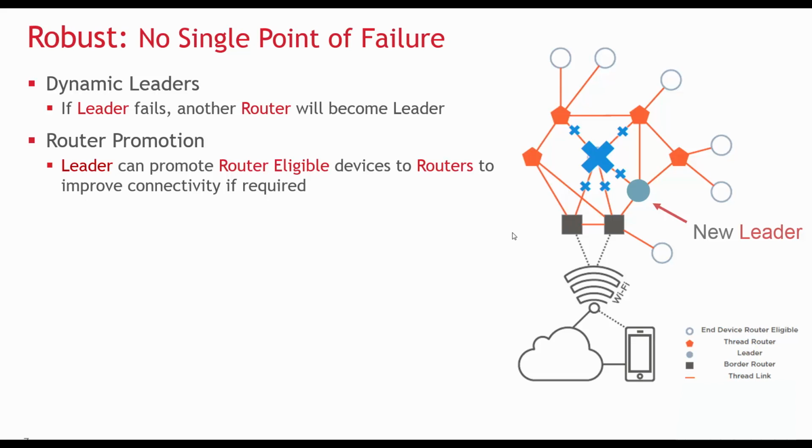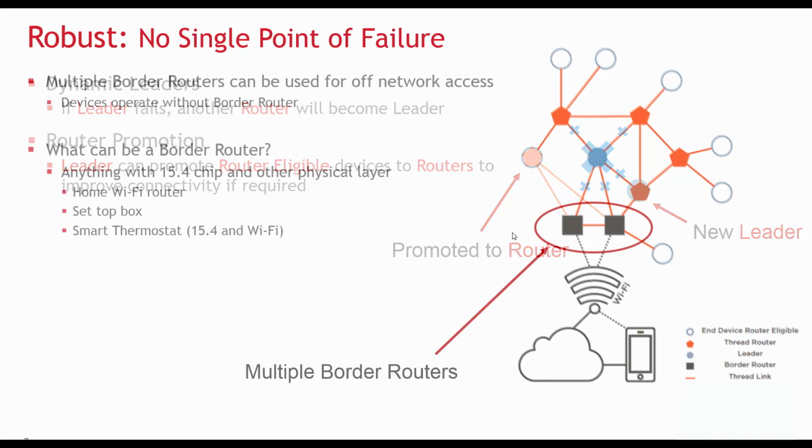Note that although the leader acts as a central authority for route information, all router-eligible devices, even those not currently active as routers, have a local cache of the current connectivity graph of the network. So any router-eligible device can assume a routing role or even the leader role if the need arises. This further adds to the robustness of the network.